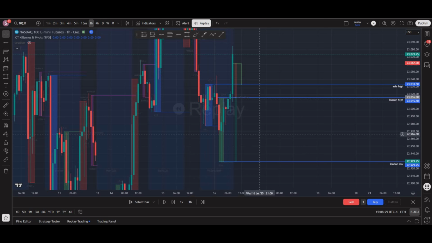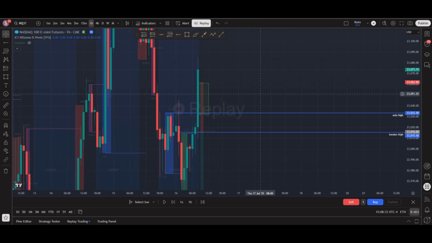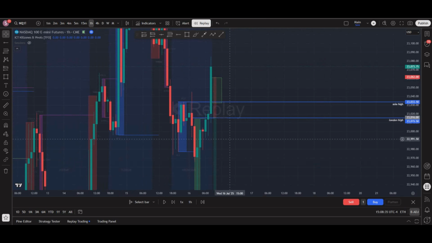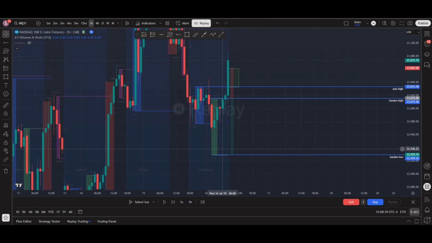All right, guys, so back with another example. We're going to be going over a short example this time. So we marked out already Asia high, London high, and we have London low right here.